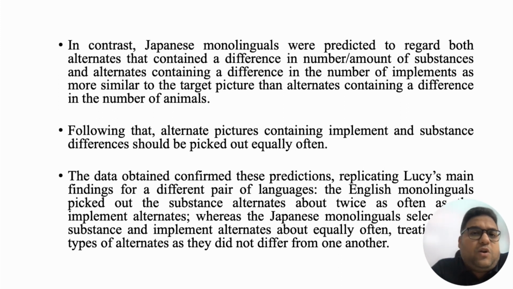Now, the data actually confirm these predictions, replicating Lucy's main findings for a different pair of languages. Here what happened is that the English monolinguals picked out the substance alternates about twice as often as the implement alternates, whereas the Japanese monolinguals selected the substance and implement alternates almost equally often because they were treating them as a similar group. This is coming from the fact that they are treating these 2 classes of objects very similarly, or they are quantifying them in a very similar manner.